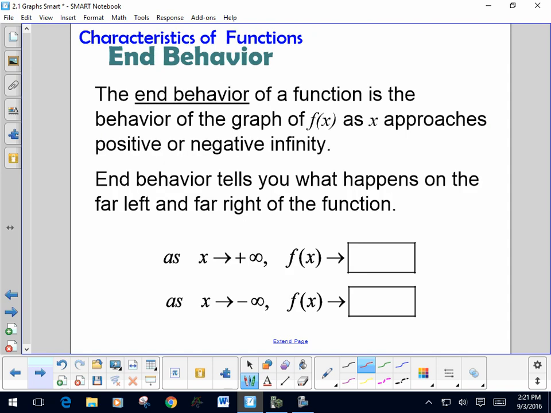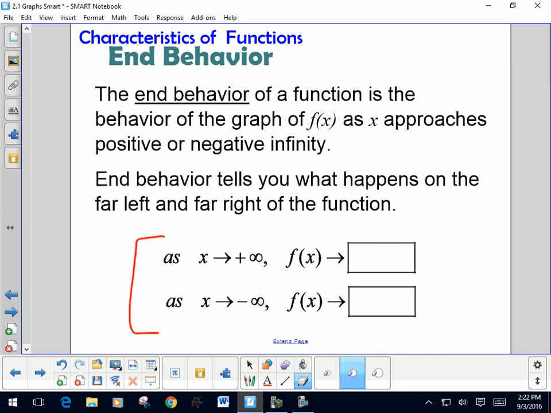So the first one is end behavior. The end behavior of a function is the behavior of the graph as x approaches positive or negative infinity. So essentially what we're saying is what is the y value of the graph doing as x goes to the far left or the far right. The notation looks like this. And it can be in different orders. For example, you could have the negative here and the positive here. You have to kind of pay attention to that, but it typically looks something like this.